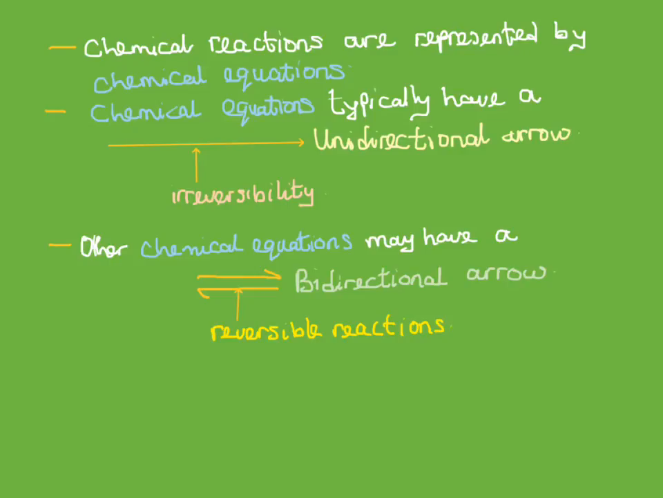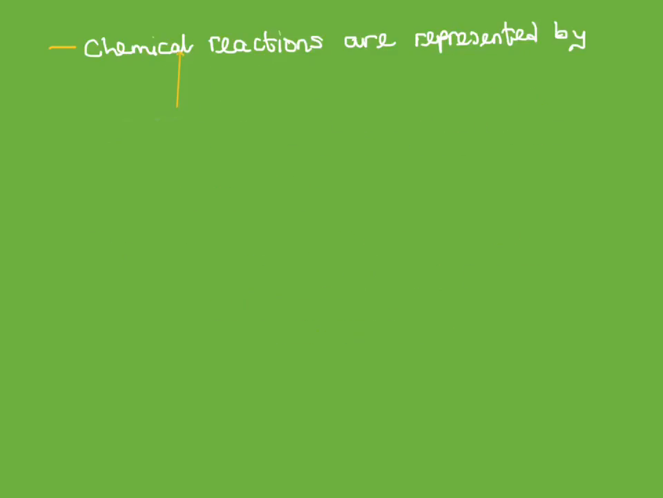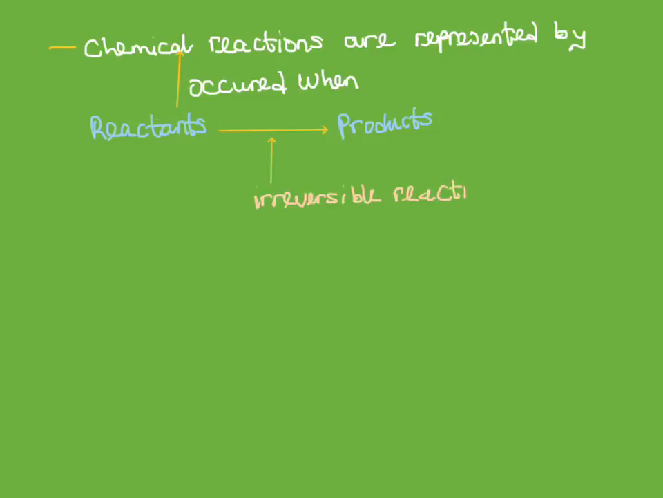As children, we learned that chemical reactions occurred when reactants reacted with each other to form products. These unidirectional reactions are known as irreversible reactions. In other words, irreversible reactions are reactions where the reactants converted to products and where the products cannot convert back to the reactants.